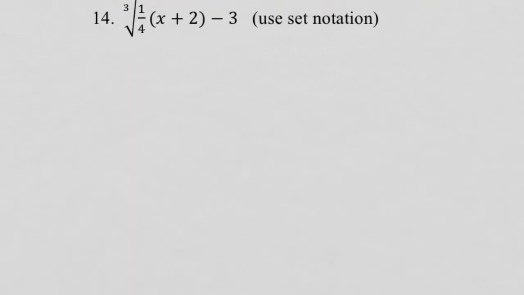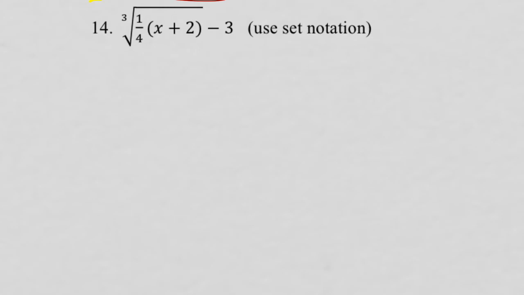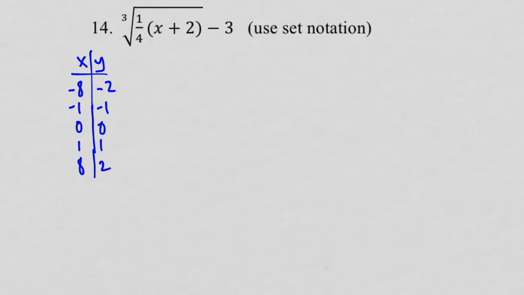14, same idea, except it's a cube root function. So we're going to use a different initial table. For this one, our initial table is going to look like this. X, y, cube root functions. That means you're going to start with negative 8, negative 2, negative 1. Whoops, I just messed up. Negative 8, negative 1, 0, 1, 8. And then the y values are going to be negative 2, negative 1, 0, 1, 2. And we're going to transform those using our b, h, a, and k from here.